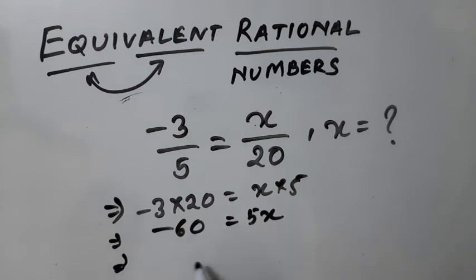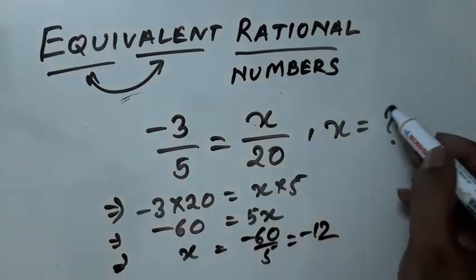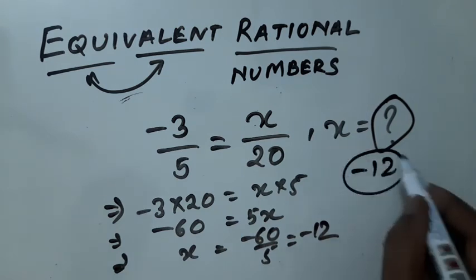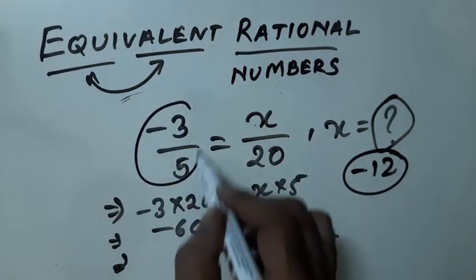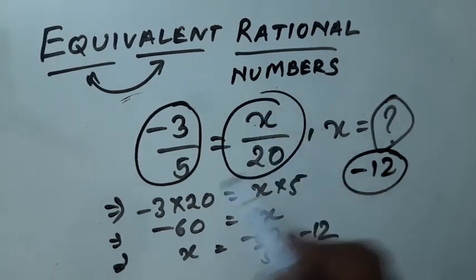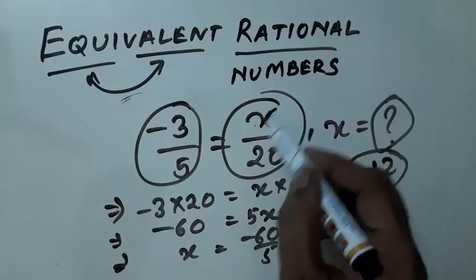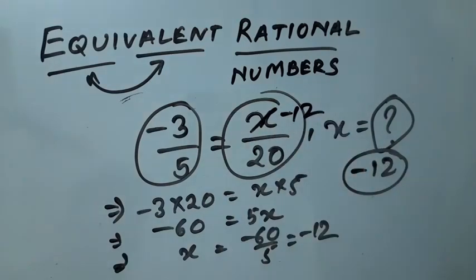That means x is equal to minus 60 by 5, and that gives minus 12. So x must be equal to minus 12 such that minus 3 by 5 is equal to x by 20. So in place of x we can put minus 12. So minus 3 by 5 will be equal to minus 12 by 20.